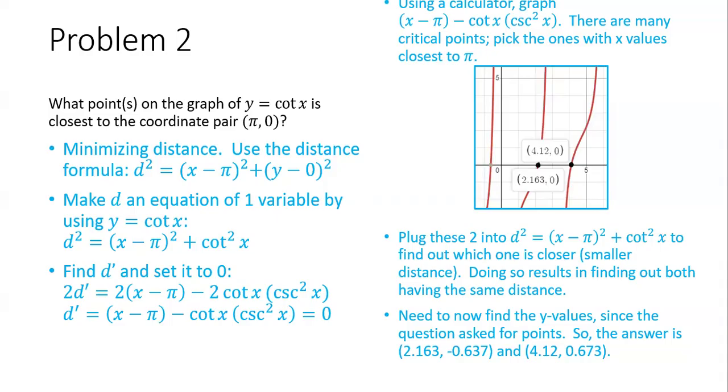So the hard part for this was, first of all, what are we trying to minimize? The distance. So we use the distance formula. And then there are many points. Which ones do we choose? Well, I want to choose where x is close to pi, because we want the closest to this point. So I only chose those 2. Those are the closest, and I found the distances were actually the same.